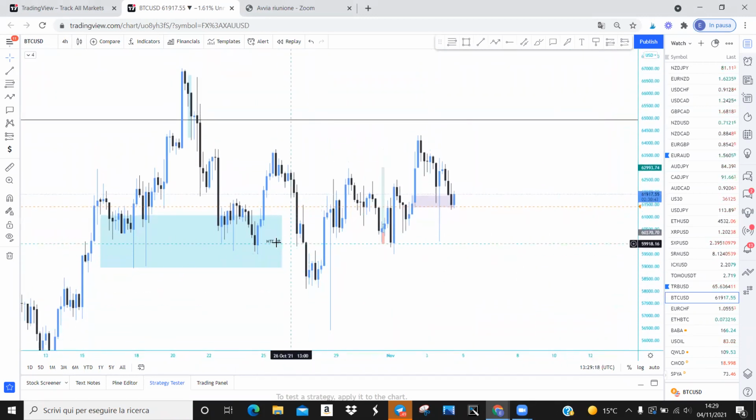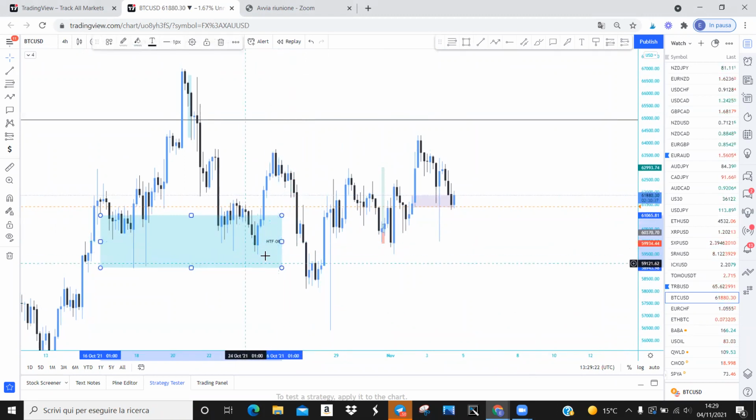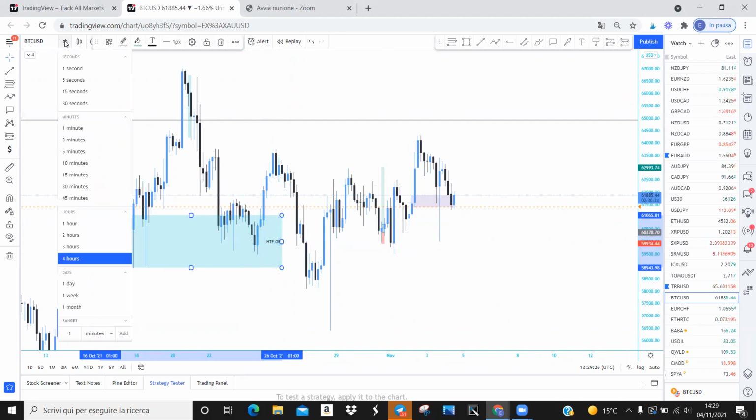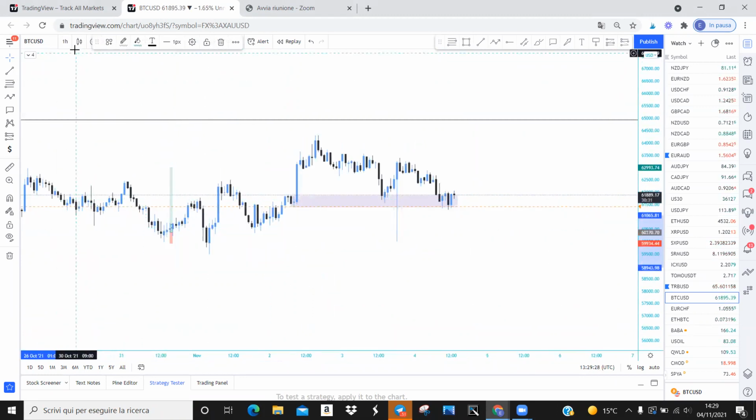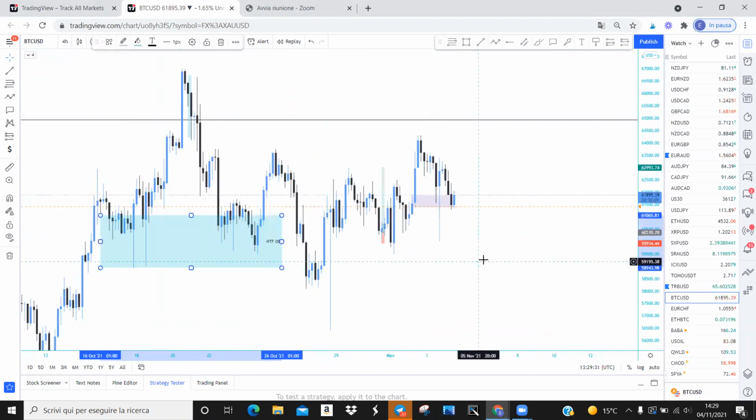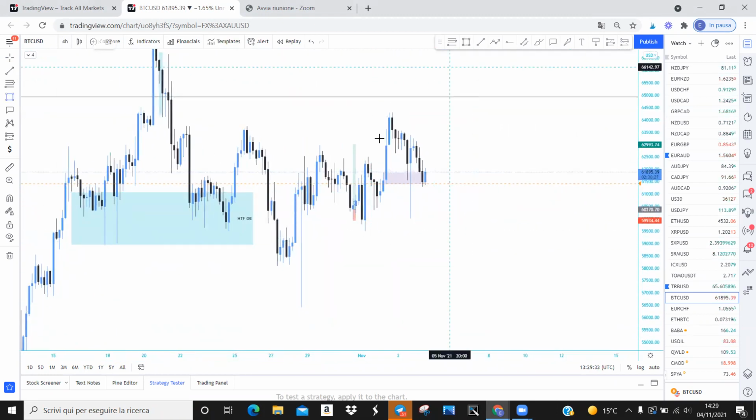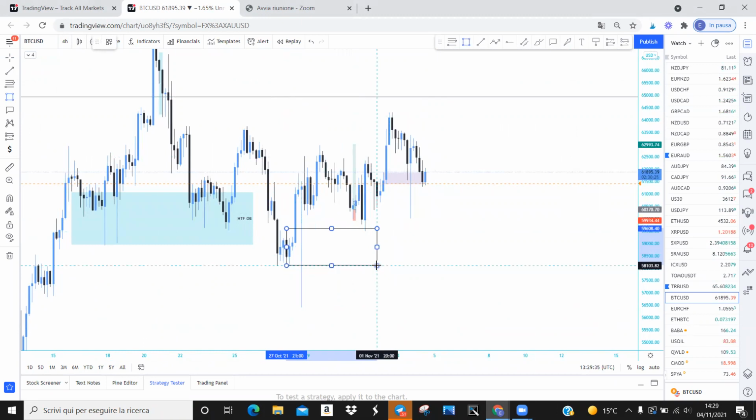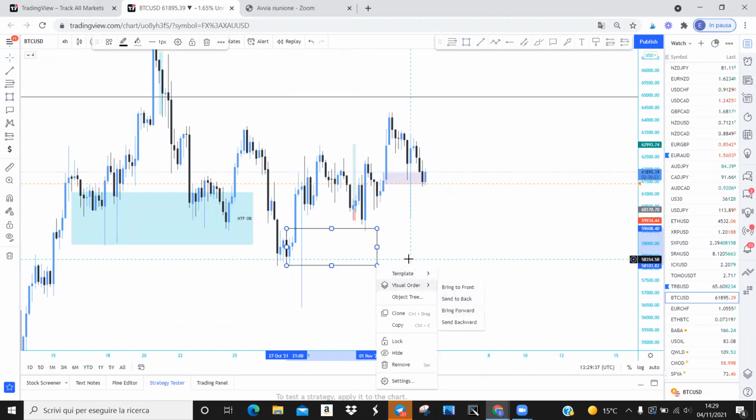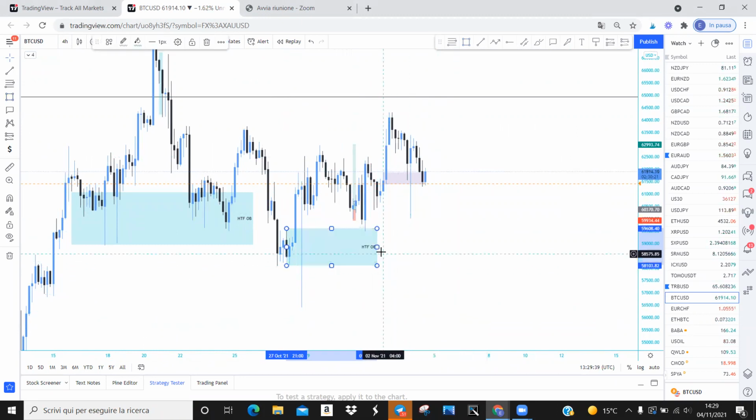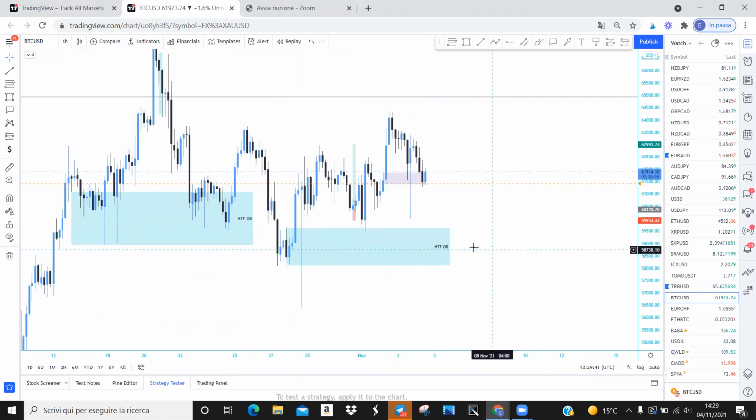So first of all, there is the HTF-OB, which is higher time frame order block. It means that it's just a higher time frame, either 4 hours or 1 hour order block, which is just supply or demand level. So for example, if I want to take this one as my area, I will put the box and put the higher time frame order block and drag it out. And this is my higher time frame order block.